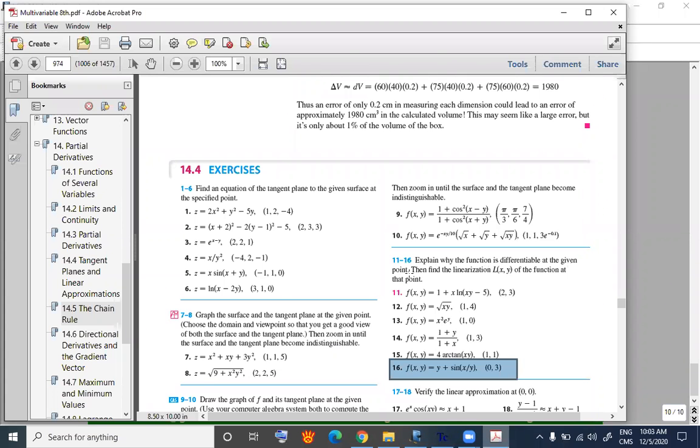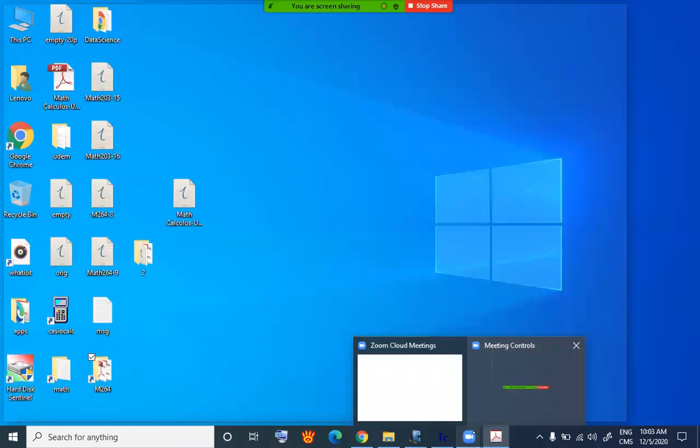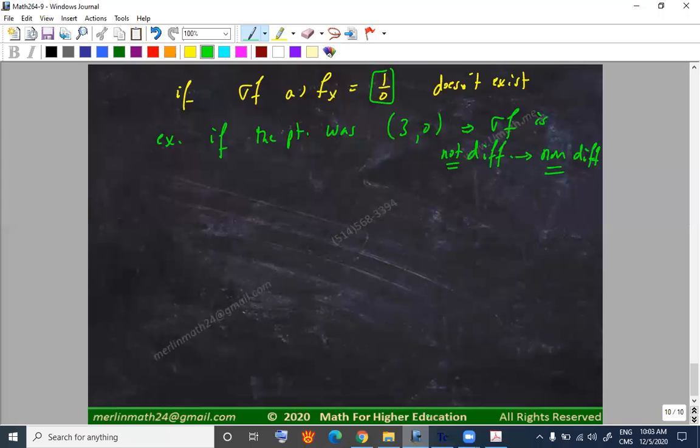So explain why the function is differentiable. We did. Then find the linearization L(x, y) of the function at the point. Yes. Okay. Now let us write the L function. This is two-dimensional, right? By the way, the L function is similar to the tangent as a relation. So let us write the L function at a point (x, y). It is f of (x, y) plus f prime times (x minus a).